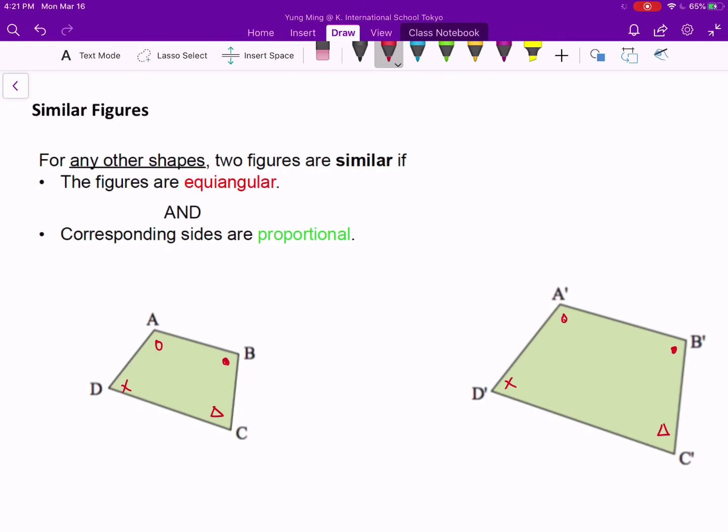And on the other hand, we need to make sure that the corresponding sides are all proportional, like this. Notice that they don't actually need to be exactly the same. For example, if you have Z and on the other bigger shape we have KZ, you just have to make sure that we have also KW, KX, and KY.